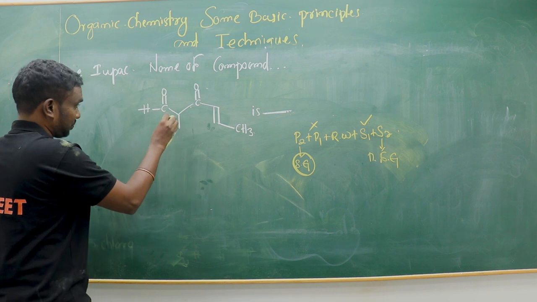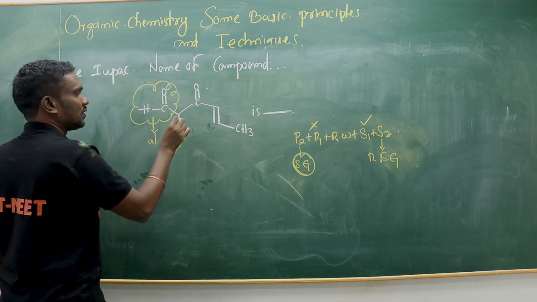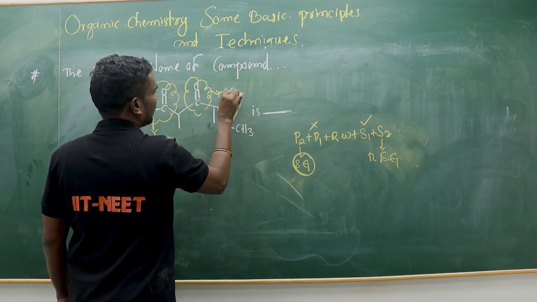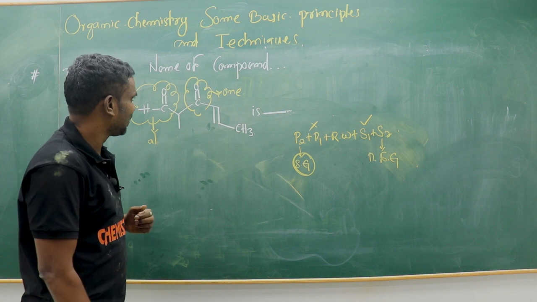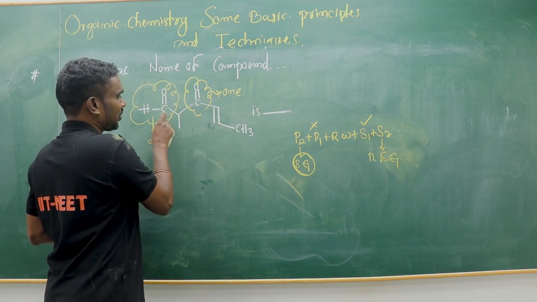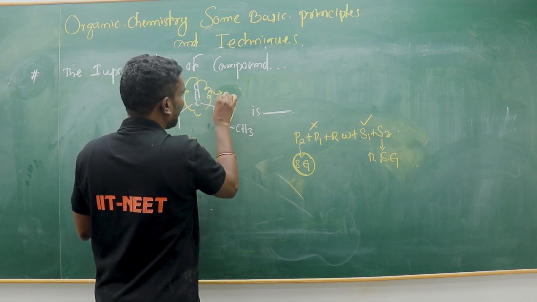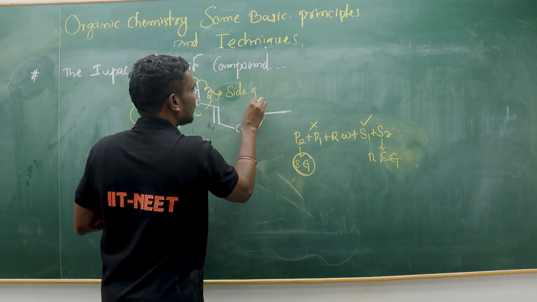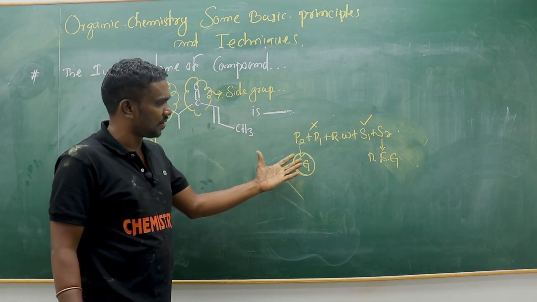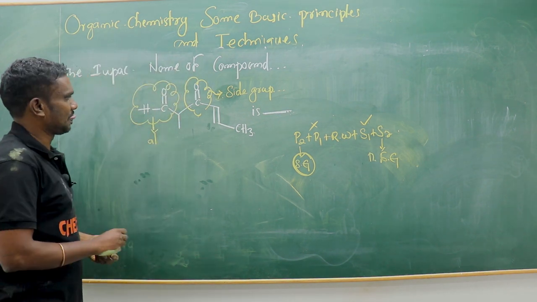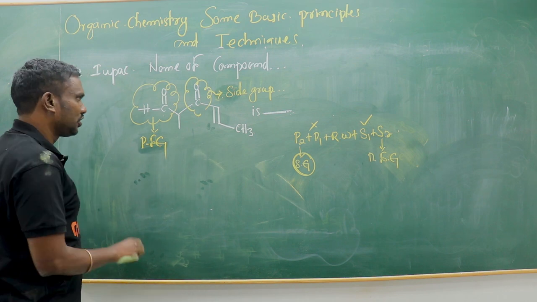Now see, pay attention: two functional groups are there. If two functional groups are there, we follow the priority order. The aldehyde group comes first, so the other one belongs to side groups, which comes in P2, the secondary prefix. So the aldehyde is the principal functional group, and you have to number from here onwards.